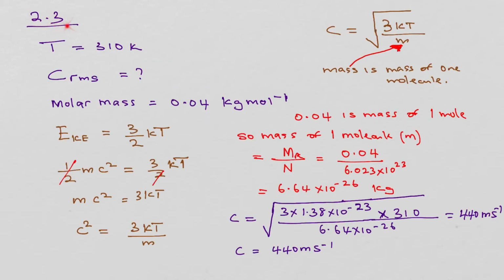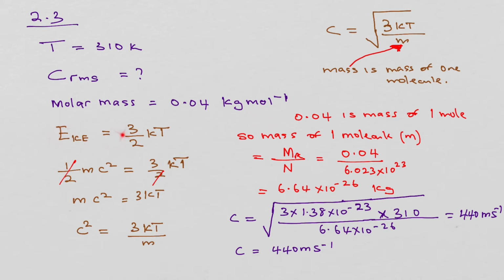Question 2.3. A mixture of argon atoms and helium atoms is in a cylinder enclosed with a piston. The mixture is at a temperature of 310 Kelvin. Calculate the root mean square speed of the argon atoms in the mixture. Molar mass of argon equals 4 times 10 to the power minus 2 kilogram per mole. We've got the temperature, and we're looking for the root mean square speed. The molar mass is 0.04 kilogram per mole.